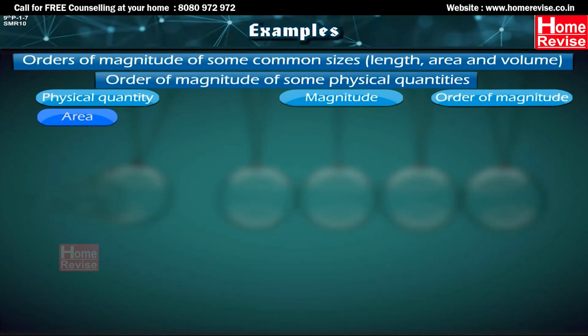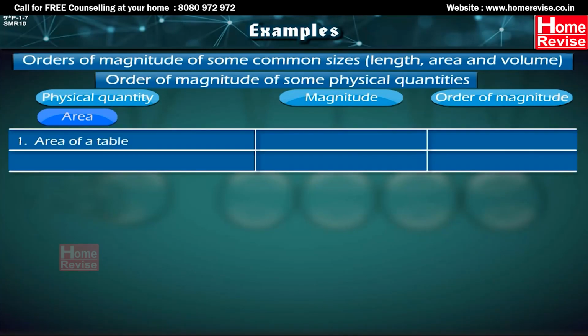Now let's see area. 1. Area of a table. Magnitude 2.8 square meter. Order of magnitude 10 raised to 0 square meter. 2. Floor area of a room. Magnitude 11.3 square meter. Order of magnitude 10 raised to 1 square meter.